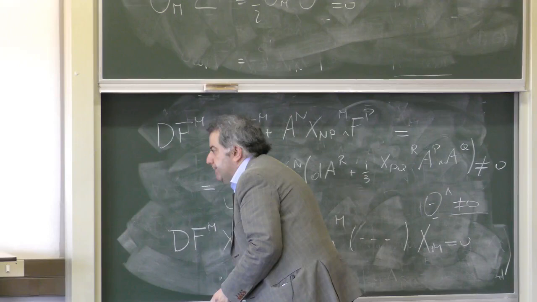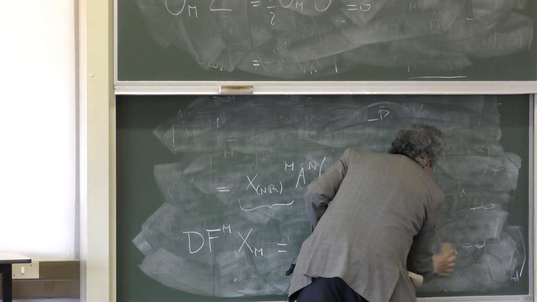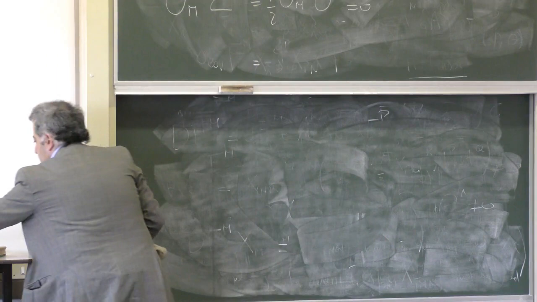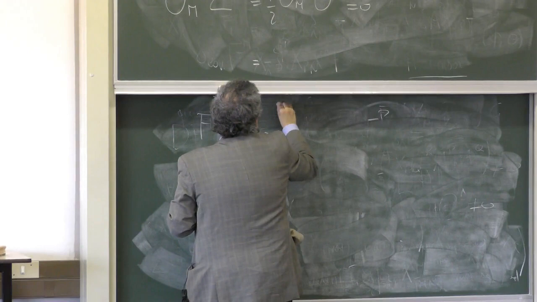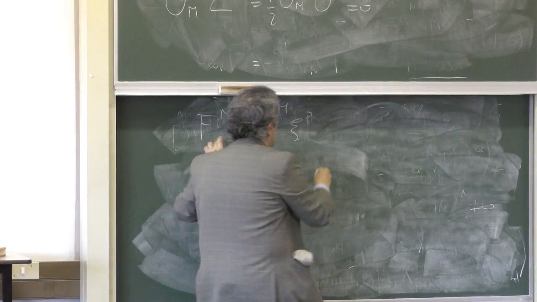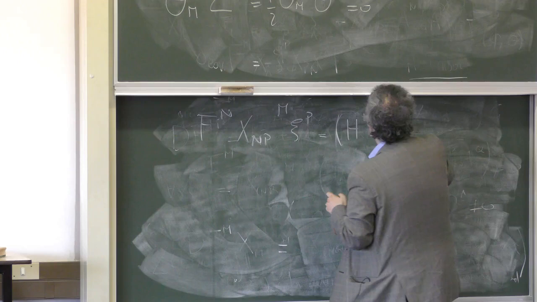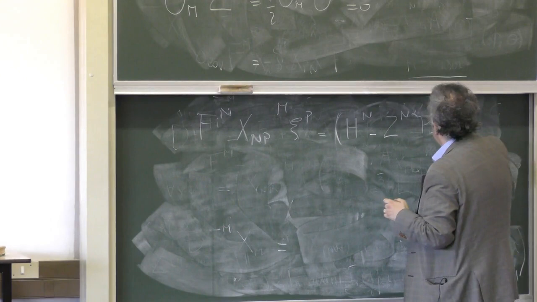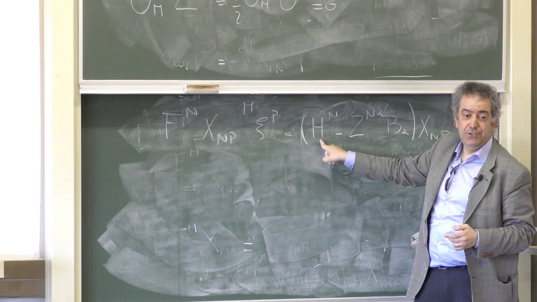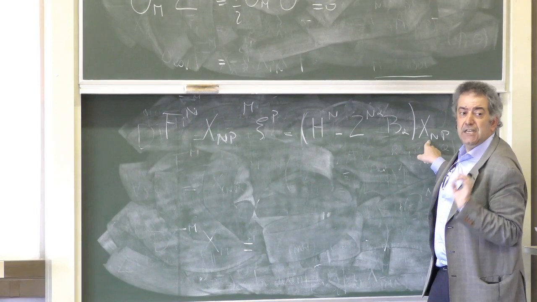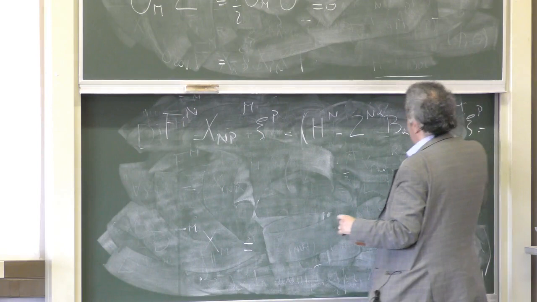So, let us now work some other step. Fm xmpn, let's call it n, n psi p, this is equal to hn minus zn alpha p alpha times xnp m psi n. Okay? I just wrote f in terms of h using the definition of h. Notice that z contracted with x, the first index of x, gives 0. Because the first index of x is nothing but theta. Is the index of theta.